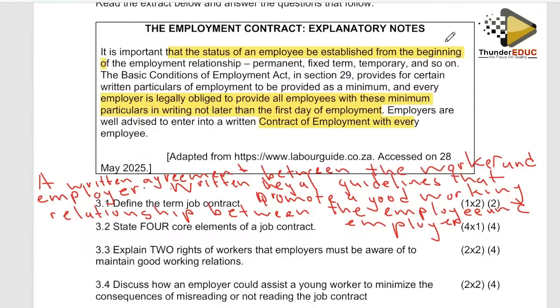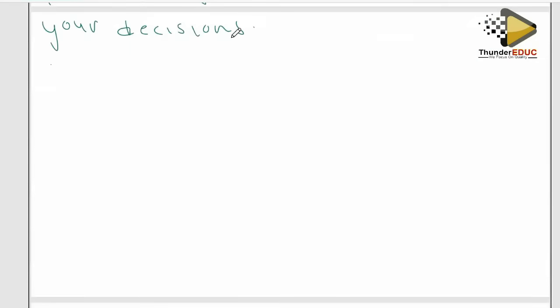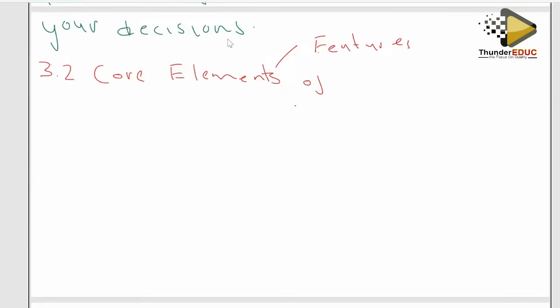Okay, so the question reads, state 4 elements of a job contract. For this one, I'll take it to the whiteboard so that we can write it there. 4 core elements of a job contract. When you look at a job contract, it should contain the following pieces of information. So let me write the subheading: 4 core elements of a job contract, 3.2 core elements. These elements, you can say, are key features, what is expected in a job contract.